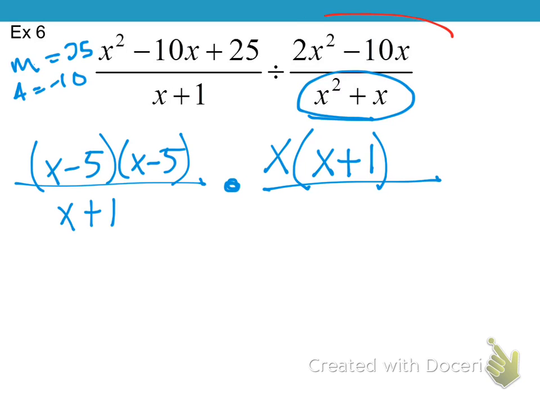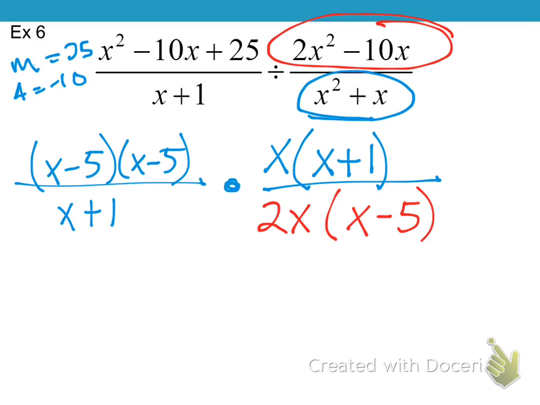And now this guy is going to become my denominator. 2x out, which would leave me with what? X minus 5. Good. Everybody okay? That was 2 steps at once. Let's pause and make sure we're all on the same page, because now the real fun starts.